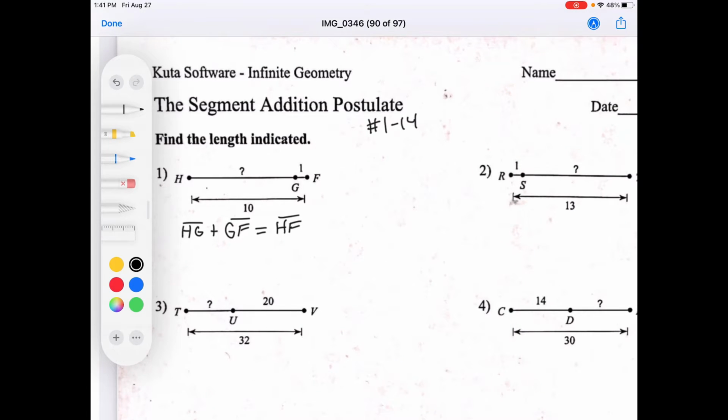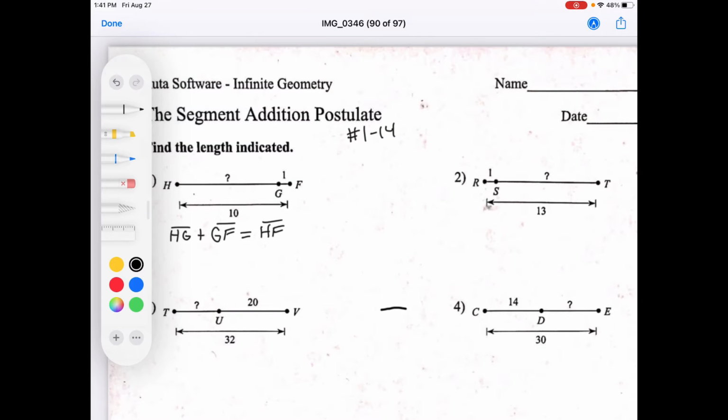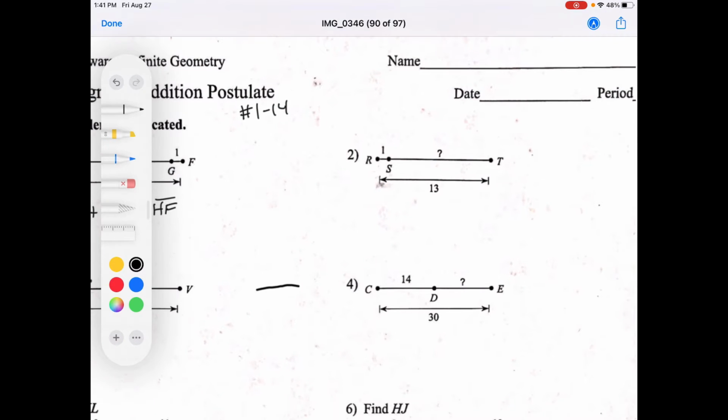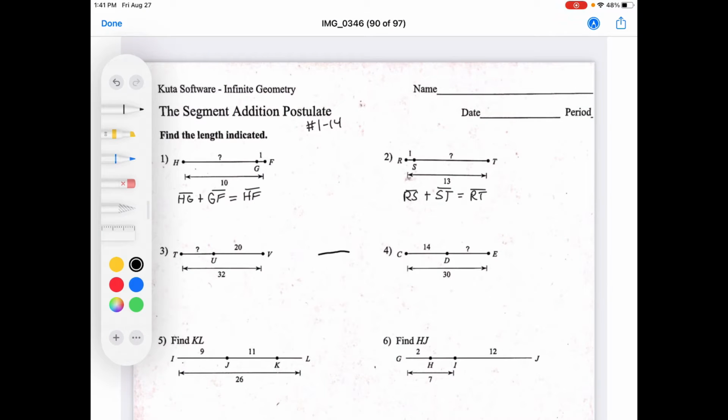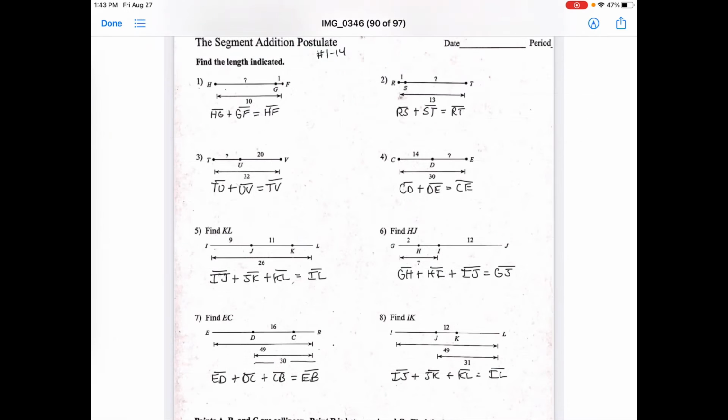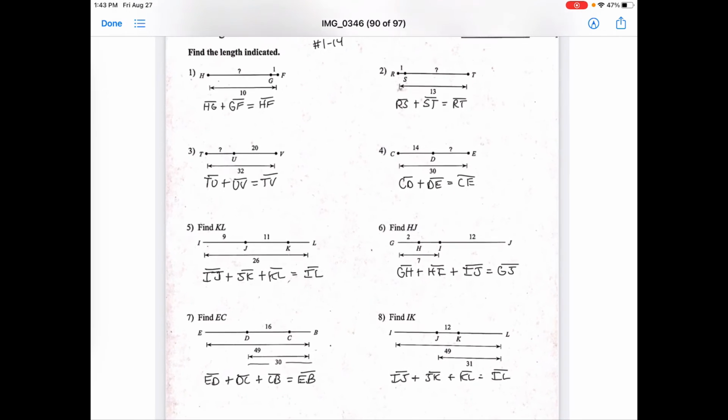Alright, and then number 2 would be RS plus ST equals RT. And so the first thing I want you to do is go through 1 through 14 and just write the postulates. And then we'll come back and work through each problem. Okay, check your postulates on 1 through 8 and make sure you got them right.